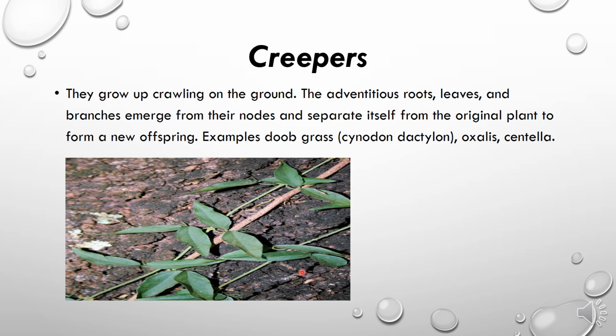Creepers, their name represents that they creep on the ground. They grow up crawling on the ground, like here you might have seen such type of stem on the surface of rocks. They are called creepers. The adventitious roots, leaves, and branches emerge from their nodes and separate from the original plant to form a new offspring. Examples: dewgrass, oxalis, centella. They are examples of creepers. Creepers basically just creep or crawl on the surface of the ground. Because they are a weak stem, they cannot stand vertically.